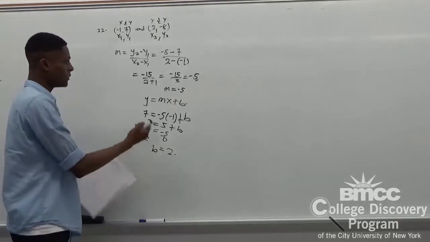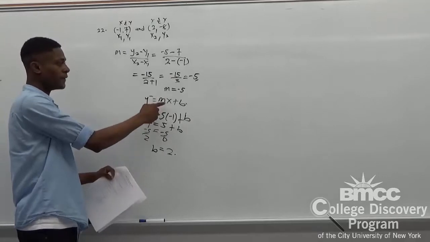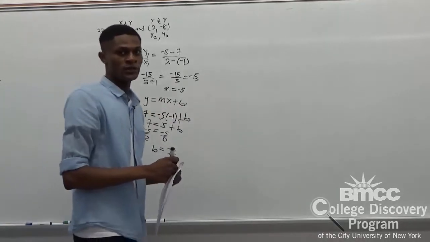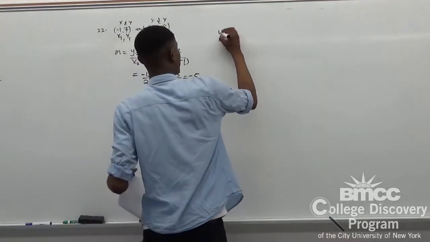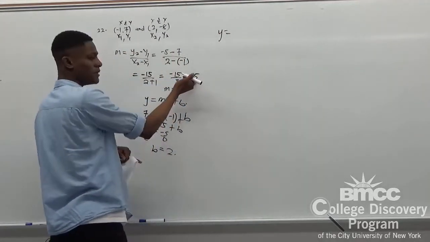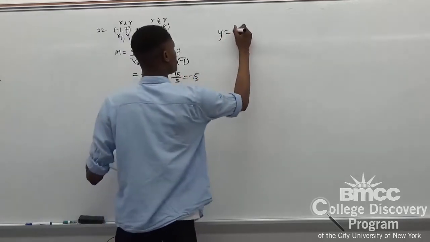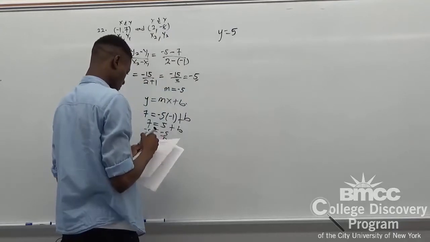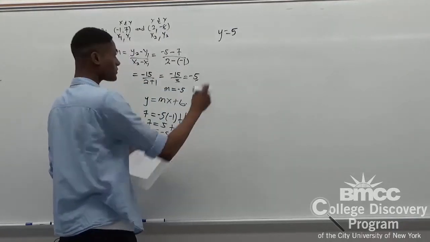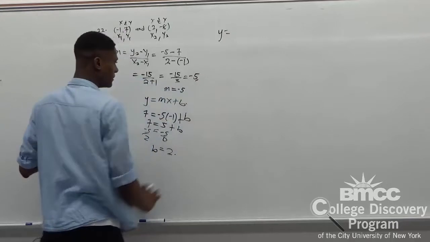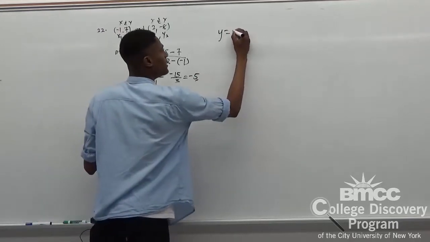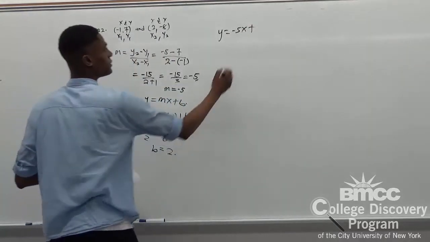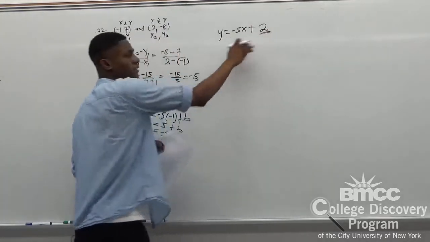Since we have the y, we have the m, and we have the b, now our line formula is going to be y equals, our m is 5. Wait, since our m is -5, it's going to be -5x plus our b is 2, and that is the line formula.